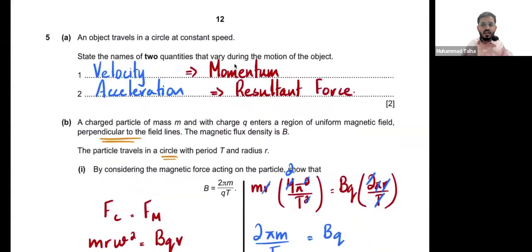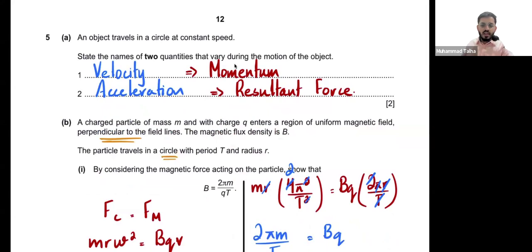Part B, this derivation was slightly tricky, especially if you don't like math. A charged particle of mass m and charge q enters a region of uniform magnetic field perpendicular to the field lines. The magnetic flux density is B. The particle travels in a circle with period T, radius r. By considering the magnetic force, you have to prove this expression.